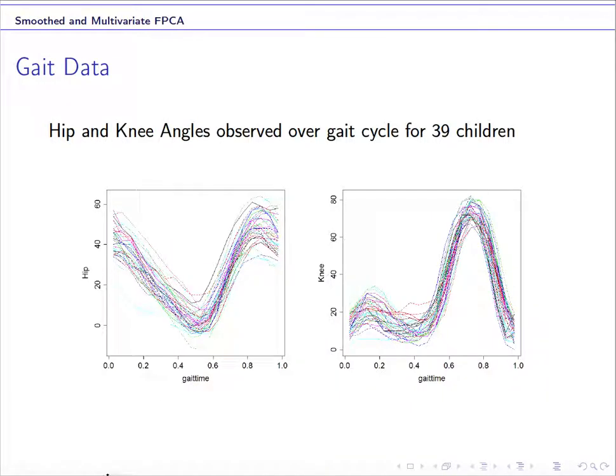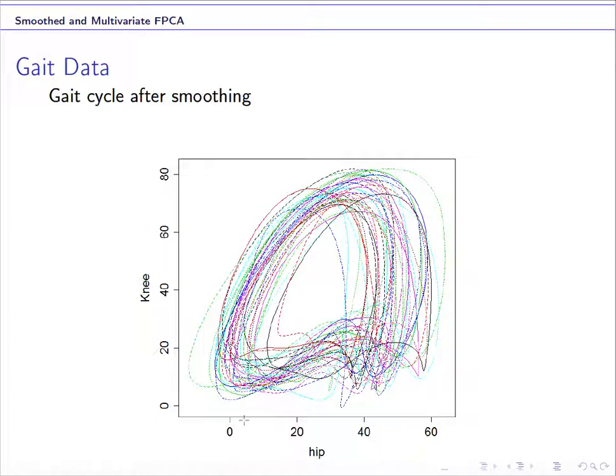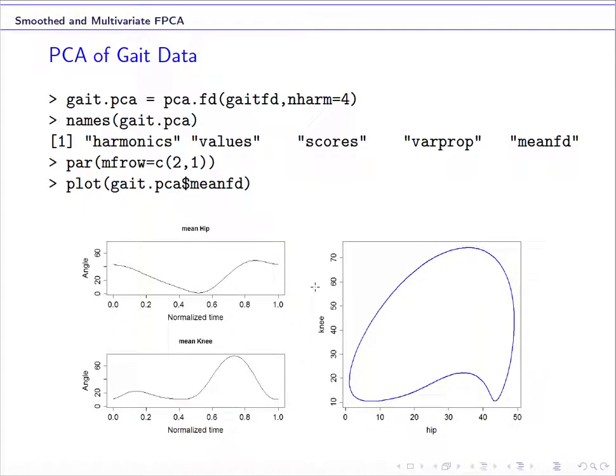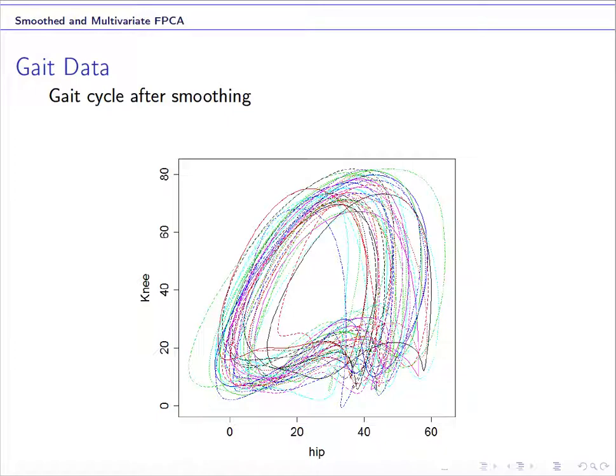Here are the hip and knees plotted separately. If you plot the angles of the hip and the angles of the knee together, the x-axis is the angle of the hip and the y-axis is the angle of the knee, and you can see each child's gait cycle is just a loop like this. Some children have a smaller loop, and some have bigger circles, which represent how big their walking looks. This is an interesting graph.